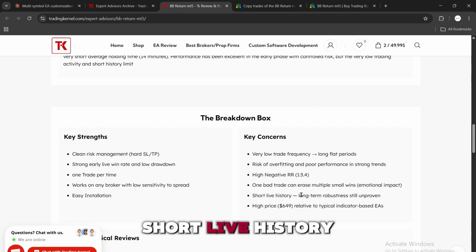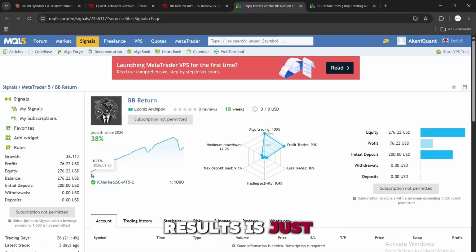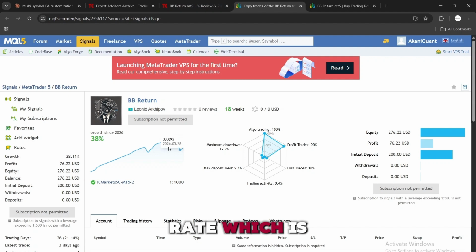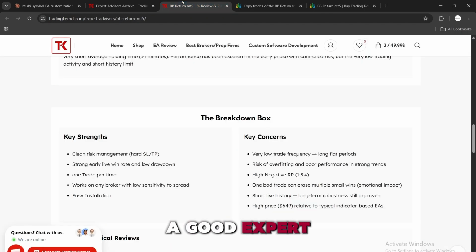There's also a short live history, which means the result is just from the 1st of January up to date, right? So if this expert advisor continues to perform well at the same rate, which is actually not doing right now, but if it actually recovers from this and continues to perform well at the same rate up to probably next year, then it could be that this could be a good expert advisor to purchase for the long term.